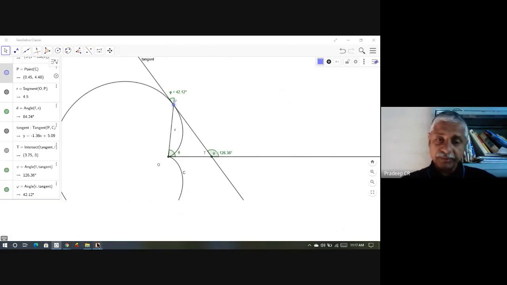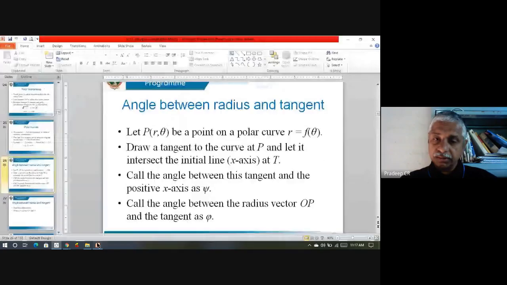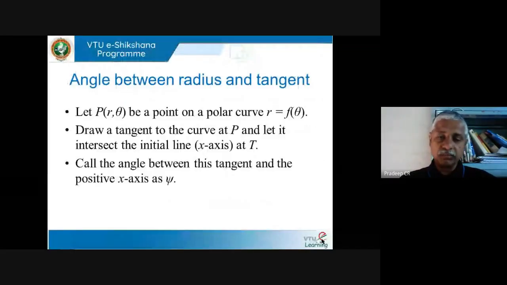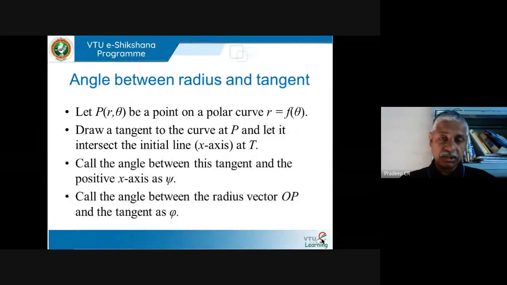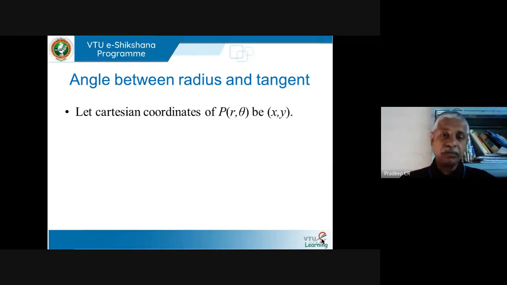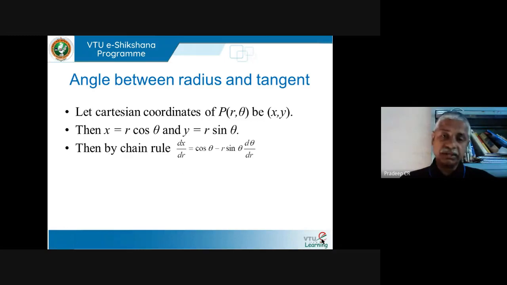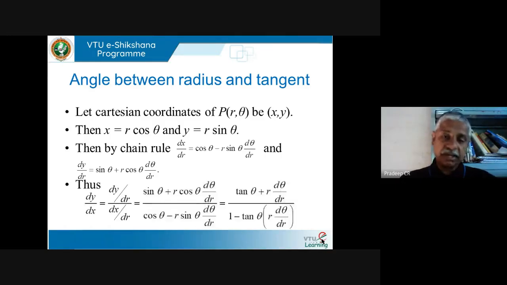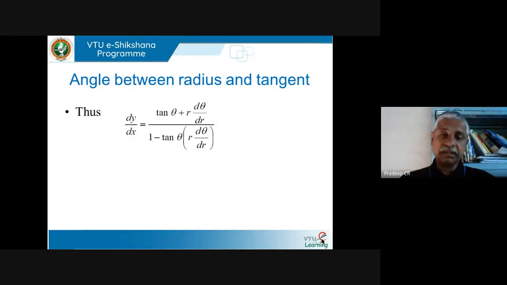So then what did we do? This is what I just explained to you. You took a point on the polar curve, drew a tangent to the curve at that point and named phi and psi. I want phi in terms of r and theta. This is the aim. How did I do that? You take that arbitrary point P, let its Cartesian coordinates be x and y. Then I know x is r cos theta, y is r sin theta. Then I'll use the chain rule to find dy by dx, parametric differentiation. I get this to be equal to tan theta plus r d theta by dr divided by 1 minus tan theta r d theta by dr.